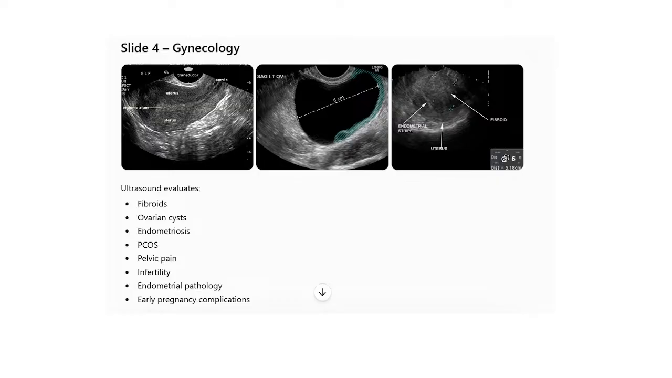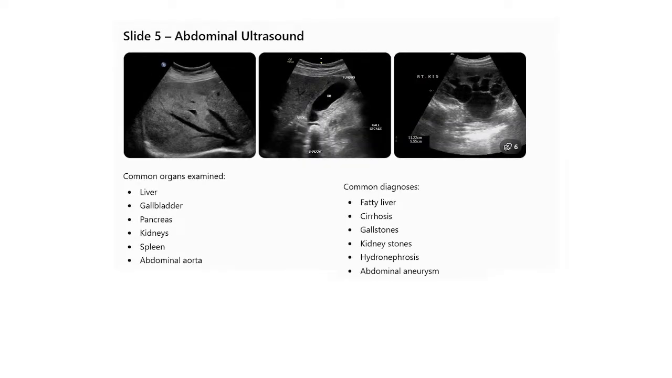Gynecological application. Ultrasound evaluates fibroids, ovarian cysts, endometriosis, PCOS, pelvic pain, infertility, endometrial pathology, early pregnancy complications, for instance. So the abdominal application of medical ultrasound. Common organs examined: the liver, the gallbladder, the pancreas, the kidneys, the spleen, the abdominal aorta. The common diagnoses: fatty liver, cirrhosis, gallstones, kidney stones, hydronephrosis, abdominal aneurysms.